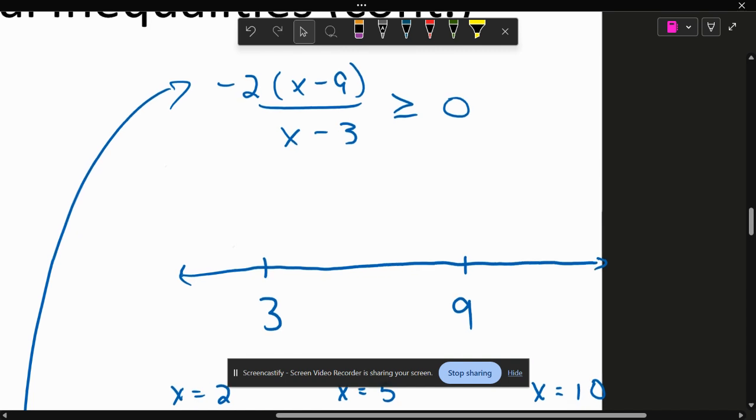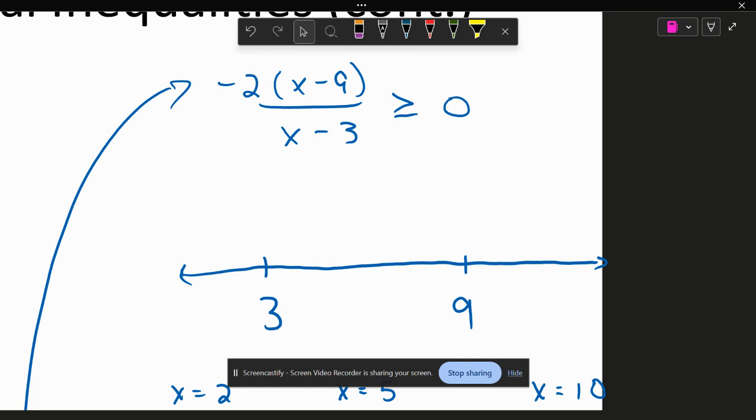So all of your factors that you have, numerator and denominator, 3 and 9, those are the ones that are going to be there. What you want to do is, like we did before, pick numbers in each specific category, any number that's in between. So like any number that would be less than 3, any number that would be between 3 and 9, any number that's going to be greater than 9. And you want to plug them into your original equation to see if they work.